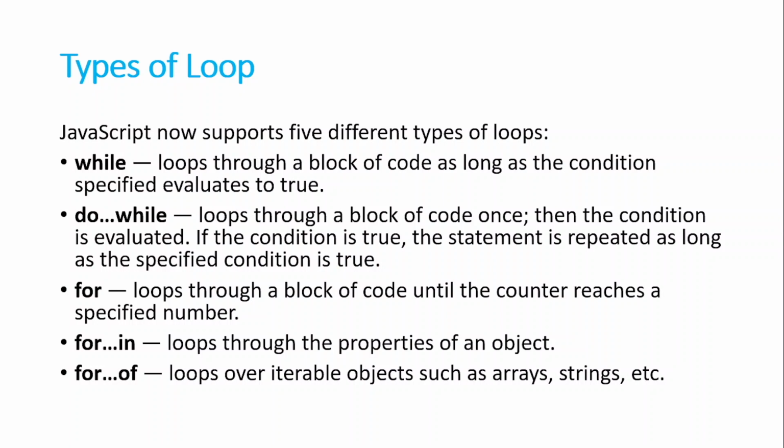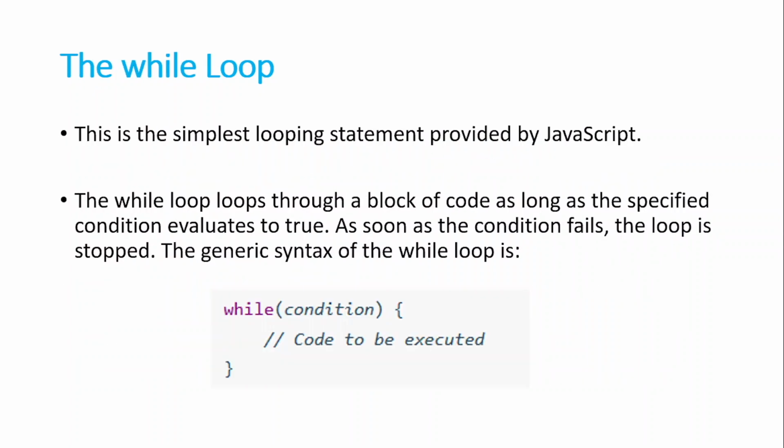We also have the for in loop. This is a loop used when you want to return the properties of an object. We also have the for of loop. This is used for iterable objects such as arrays or strings. So if the data type is iterable, if we can iterate over that object or data type, then we'll be using for of to get all the elements. We'll be seeing all of them in detail, so don't worry about it.